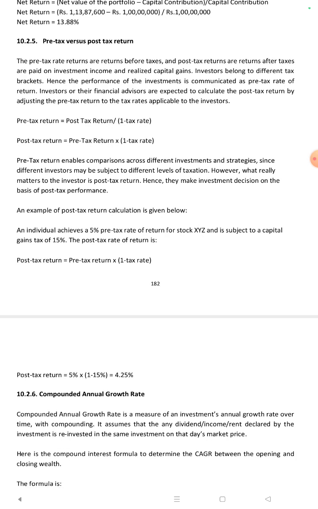Pre-tax versus post-tax return. The pre-tax rate of return is the return before taxes, and post-tax return is the return after taxes are paid on investment income and realized capital gains. Investors belong to different tax brackets. Hence, the performance of the investment is communicated as pre-tax rate of return. Investors or their financial advisors are expected to calculate the post-tax return by adjusting the pre-tax return for the tax rate applicable to the investor. Post-tax return is pre-tax return multiplied by 1 minus tax rate.